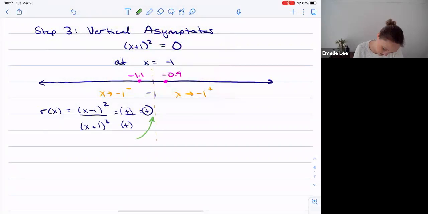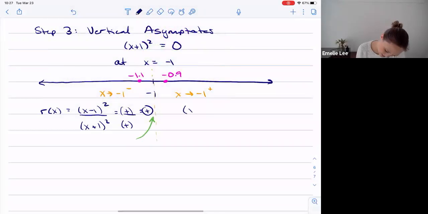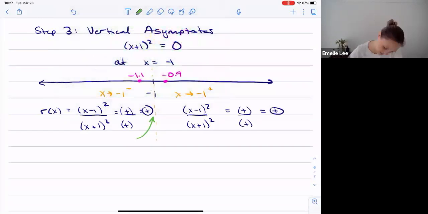So that means that as I'm coming in from the left, I'm heading up towards infinity. And here at x minus 1 squared over x plus 1 squared, if I'm at negative 0.9, I get a negative, but when I square it, I'm at a positive, and then again, I'm at a positive. So overall, I have this heading to positive infinity from both sides. Okay.